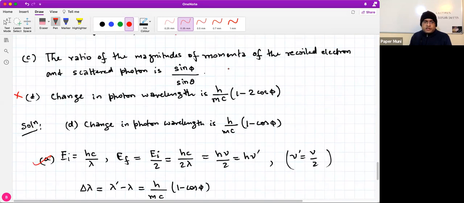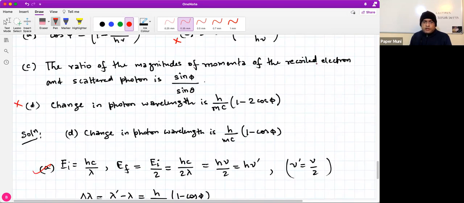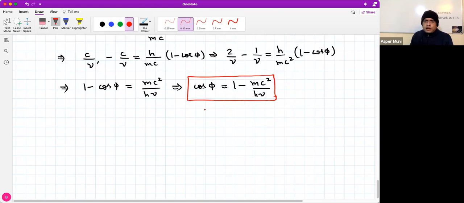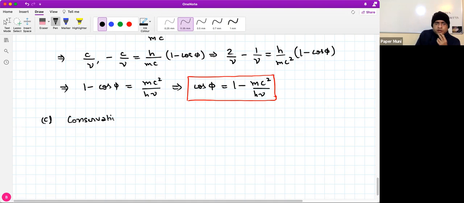Now let's talk about the C option. It says the ratio of the magnitudes of momentum of the recoiled electron and the scattered photon is sine phi by sine theta. Just remember the derivations which we did. If you apply conservation of momentum along the y-axis, you'll get this ratio, right? So let's do the calculations for C option, applying conservation of momentum along the y-axis.